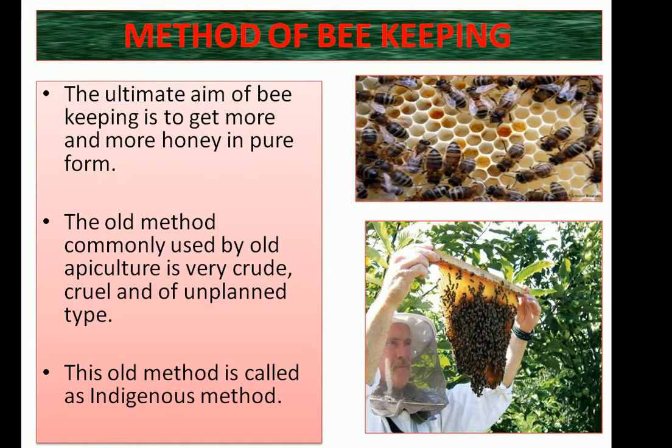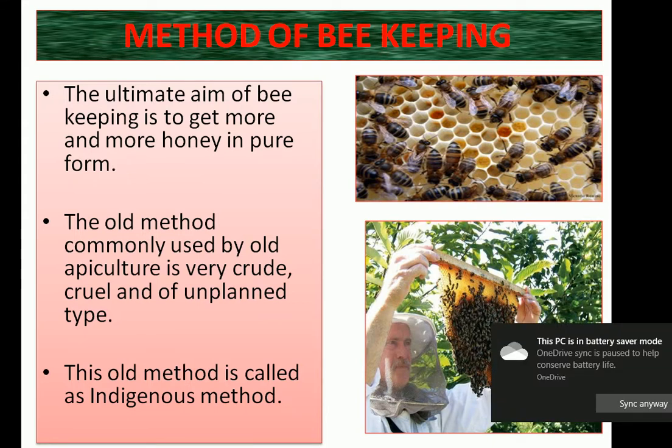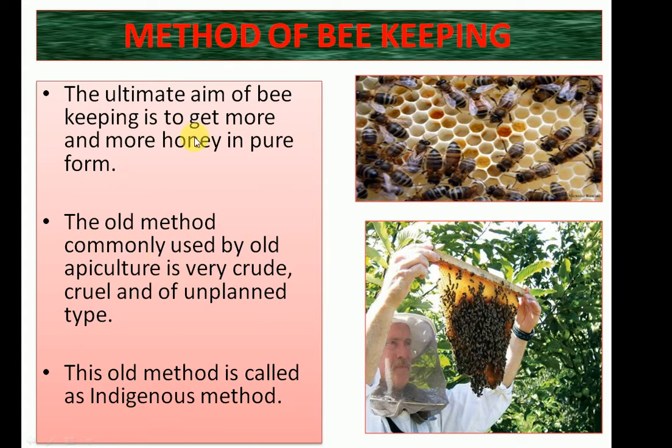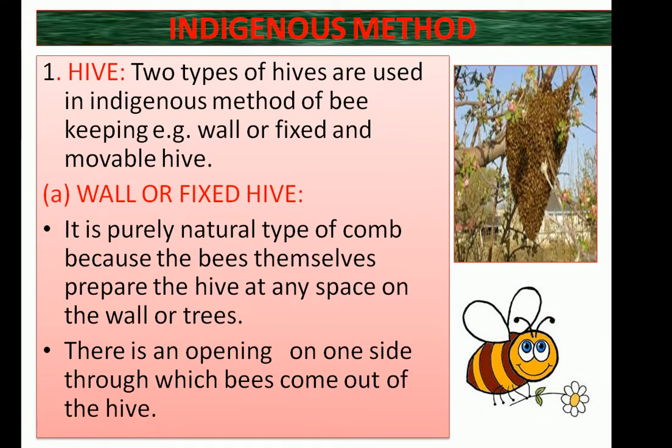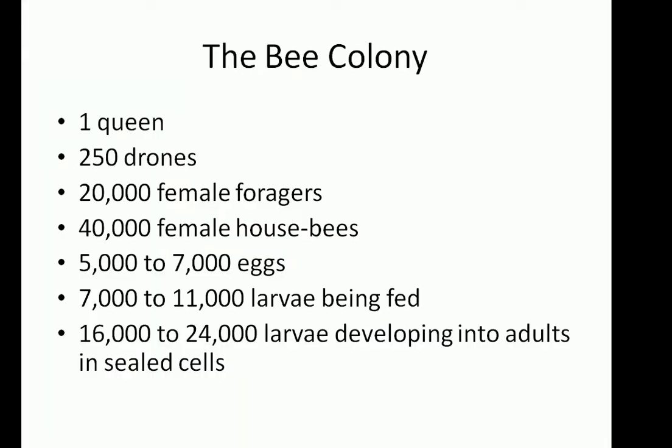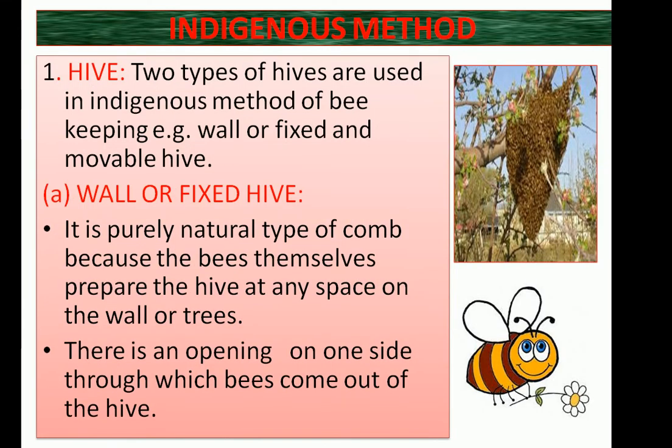Okay, here we also see some different methods of beekeeping. Beekeeping is an old method that commonly uses bees as a food source, and we call it the indigenous method of beekeeping. Nowadays, the important method we cover is the Langstroth model, which was developed, and the Langstroth hive is useful for beekeepers.